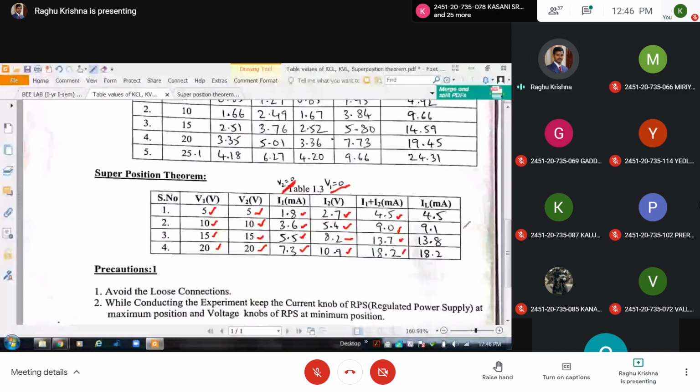If V1 equals V2 equals 5 volts, I am going to get 4.5. When V1 equals V2 equals 10 volts, I got 9.1. Similarly, I got these values. And if you compare these two columns, they are almost the same. That is, the superposition theorem is verified.